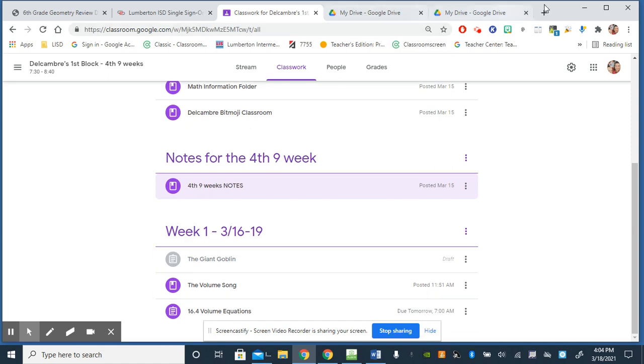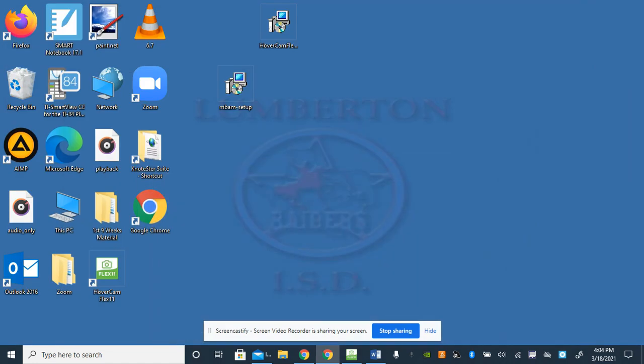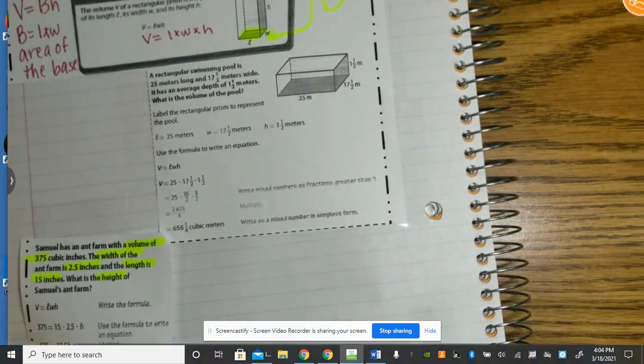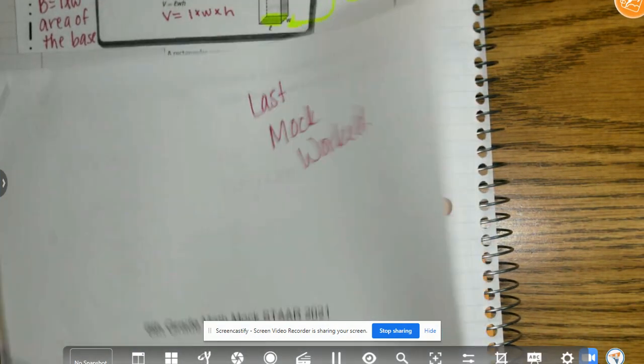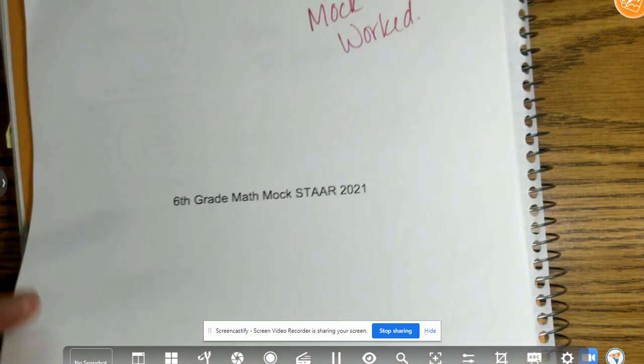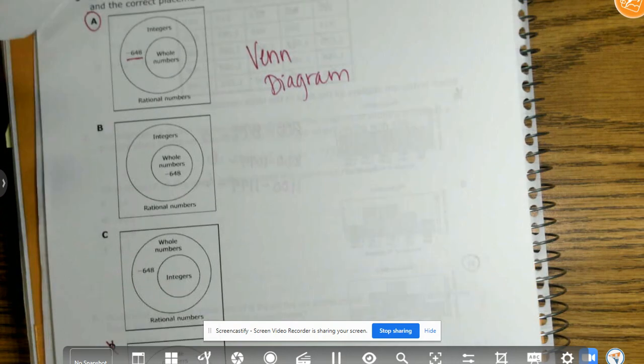All right. One of the things we're doing every day since the mock STAR is about 1 to maybe 3 questions, depending on the question, from the mock STAR. So real quick, if you participated in the mock STAR, awesome job. If not, it's okay. We will be looking at these questions.